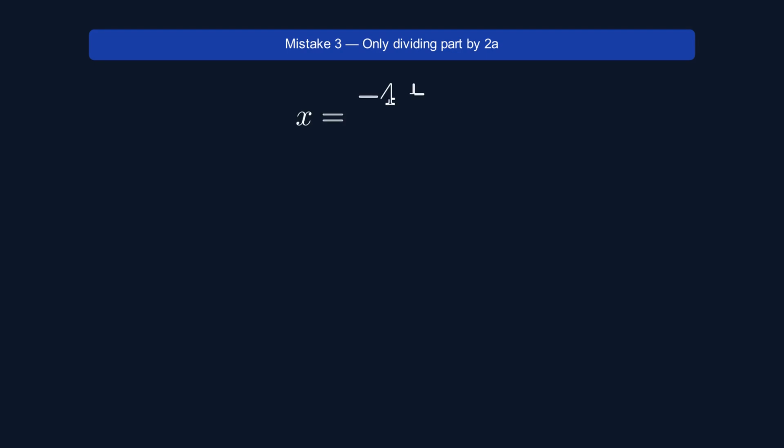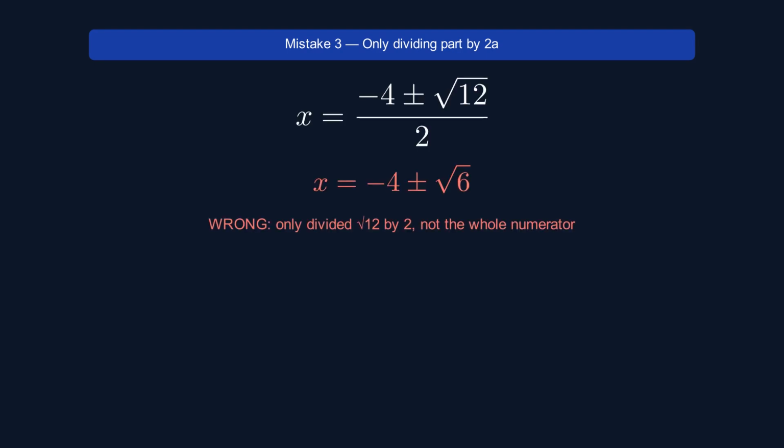Mistake 3. Dividing only part of the numerator by 2a. The entire numerator, negative b plus or minus root discriminant, must be divided by 2a.